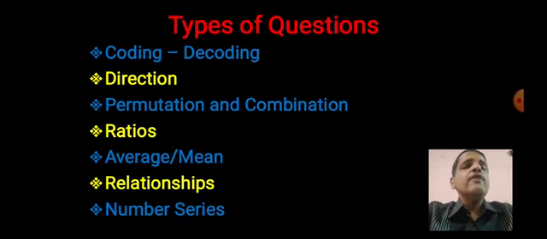In this particular question of mathematical reasoning, when I went through the last 5 years' question papers of the NET exam and SET exam, 80 to 85%, even 90% of questions I found on these 7 different concepts. First was coding-decoding, second direction, then permutation and combination, then ratios, average and mean, relationships and number series. We are going to discuss each of these 7 one by one with examples.